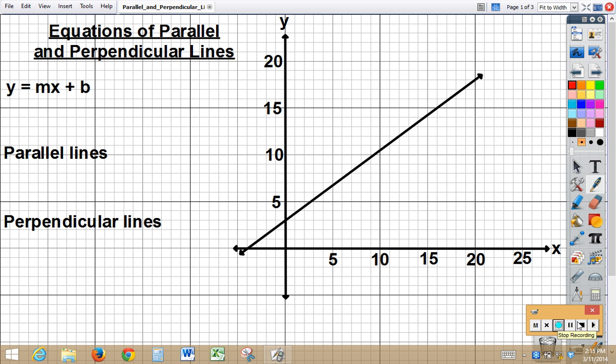Alright, hi everyone, it's Mr. Colvin, and in today's video we're going to learn how to write equations of parallel and perpendicular lines using our coordinate geometry. A lot of this is going to seem very familiar to you from Algebra 1, so this is mostly just a review and a refresher.